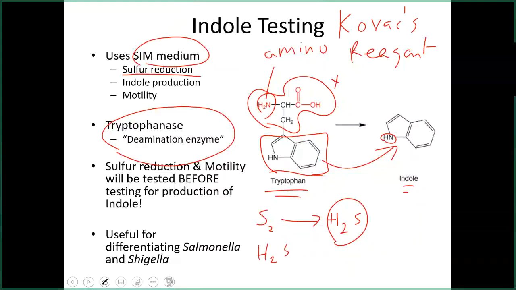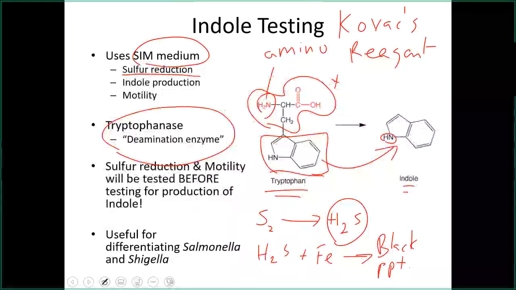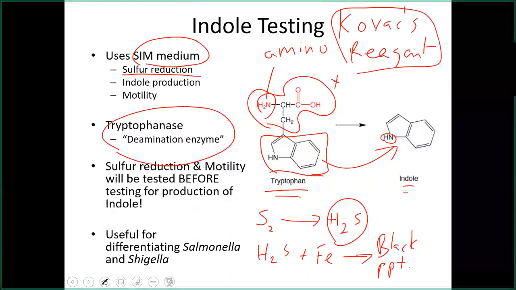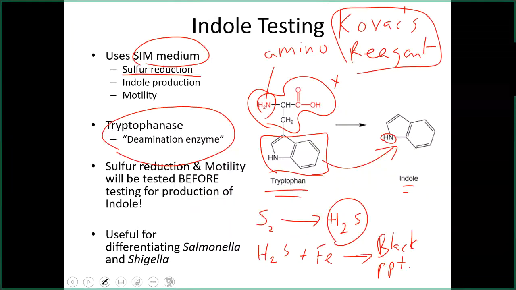H2S, in the presence of iron, will give a black color. Black precipitate, right? Well, that's what we're looking for there, if there's sulfur reduction. That's another thing you can spot. So you put an organism in this, grow it up, and if you see black color, boom, you know it's a sulfur reducer. If you then apply the Kovacs reagent, add it to the growth, you get a red color, boom, you know you've got indole. All right, I'll go back over all this stuff, so don't worry.